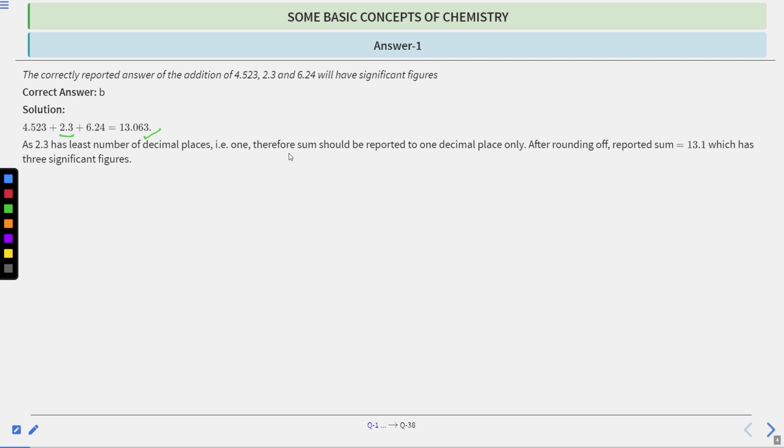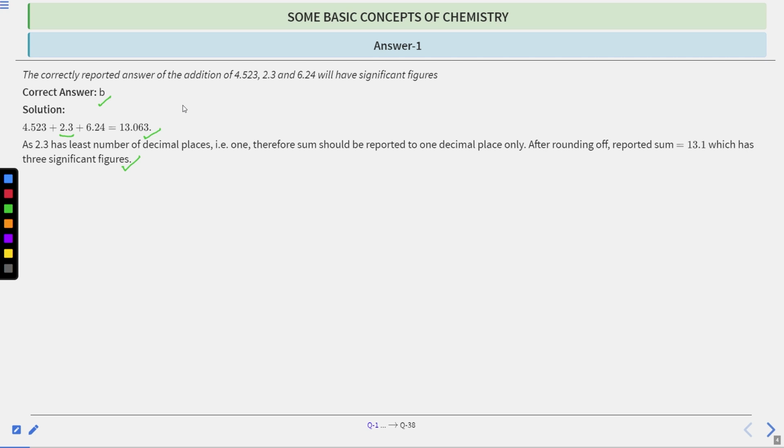that is 1, therefore the sum should be reported to one decimal place only. So 2.3 has the least number of decimal places, that is 1. Therefore the sum of these three numbers should be reported to one decimal place only, and after rounding off the reported sum will be 13.1, which has three significant figures. The answer will be B, that is 3.